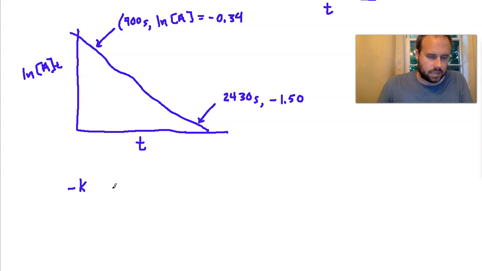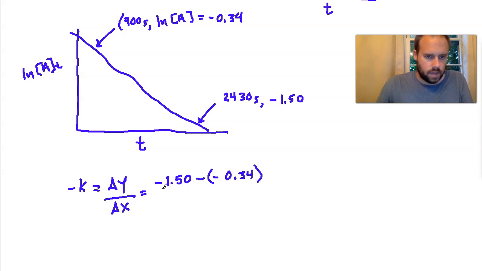Okay, I can find the rate constant doing this by setting it equal to change in y over change in x, right? Rise over run. So if I take a look at this, the y value would be negative 1.50 minus a minus 0.34, and that would be over the x, and the x here is going to be the 2,430 seconds minus the 400 seconds.